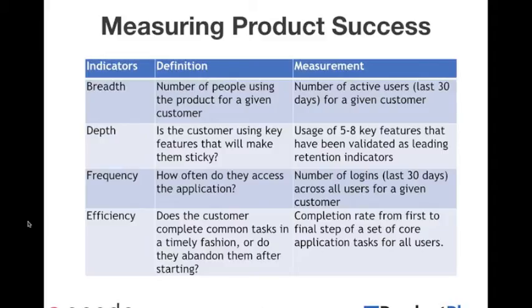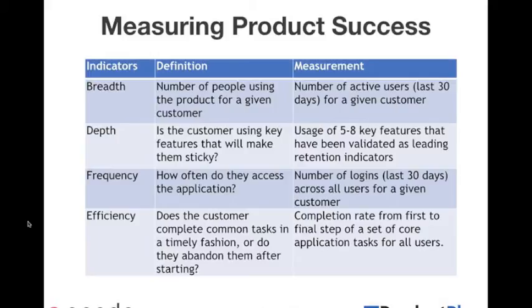The first is breadth. We look at how many people are using the product for a particular given customer. The second is depth. Are your customers using key features? We have defined our key features, and then we track what percentage of our customers are using those features. We use this as a validator, an indicator of retention.